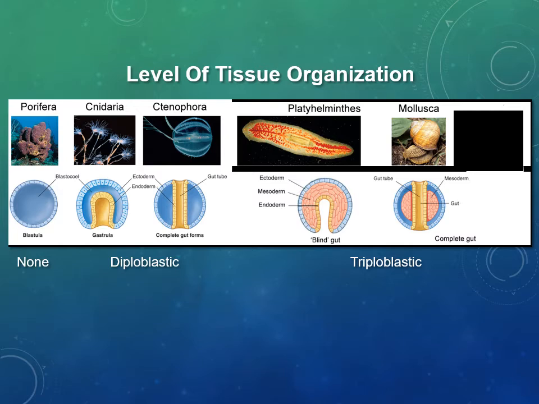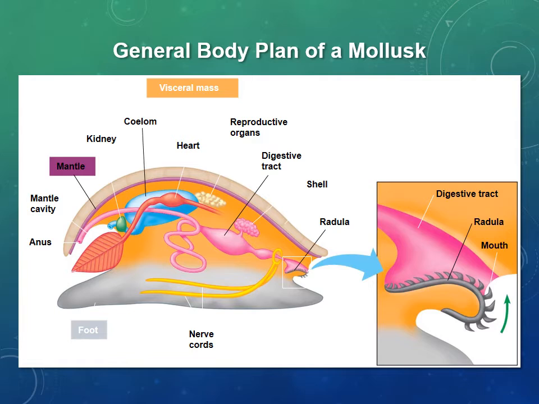Looking at the organization, remember we had the Platyhelminthes last time, which had the blind gut. Now we're past that. So we have a complete gut now, which means you have a mouth, anus, and then you have the three types of tissues, meso, ecto, and endoderm. You can see that found here. And this is their general body plan.